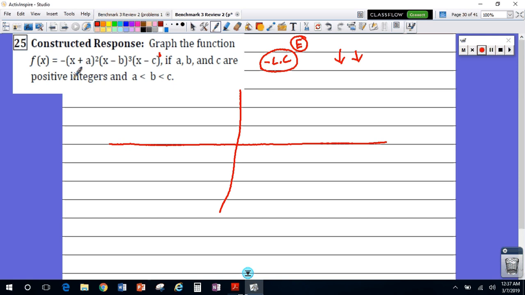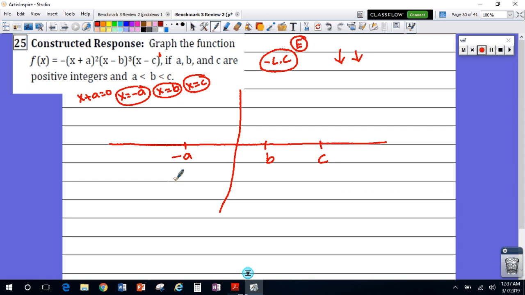So what are the factors here? X plus a is a factor, right? So what is x then? X equals negative a. Next one is x equals positive b. And the third one is x equals positive c. So this is negative a, for example. This is negative a, positive b, and positive c.